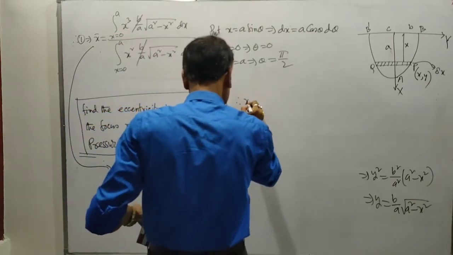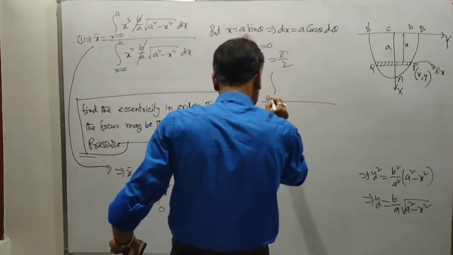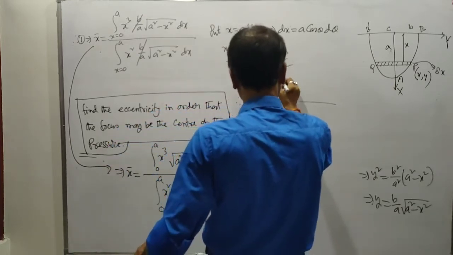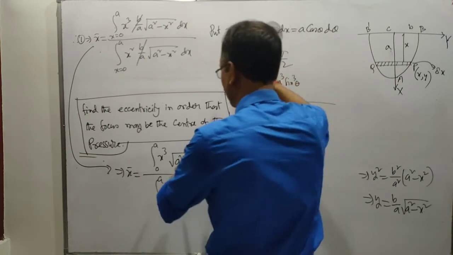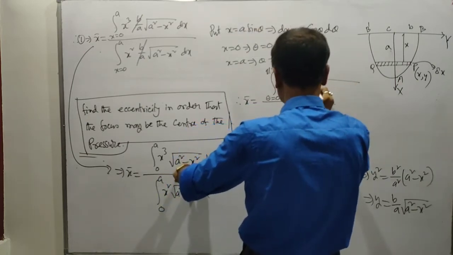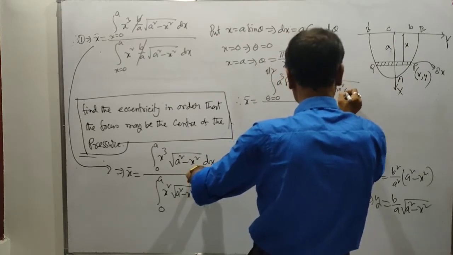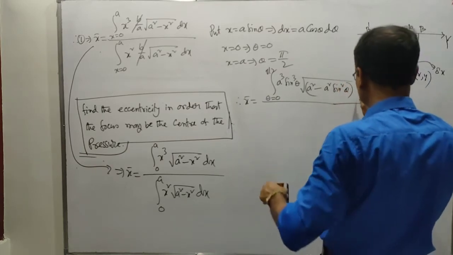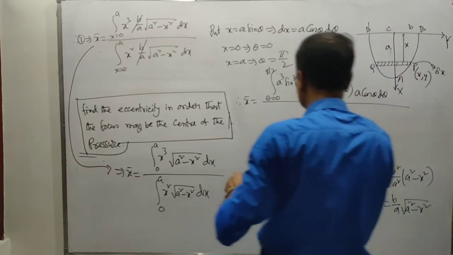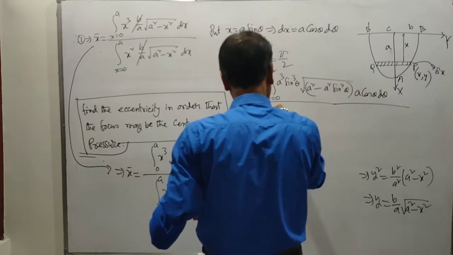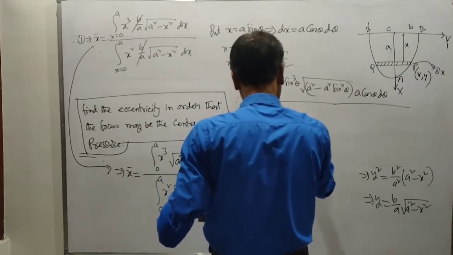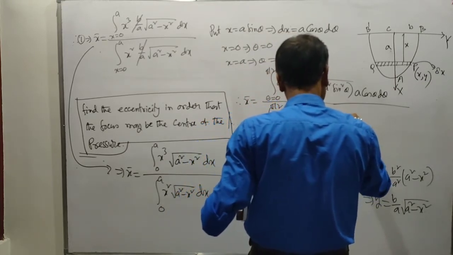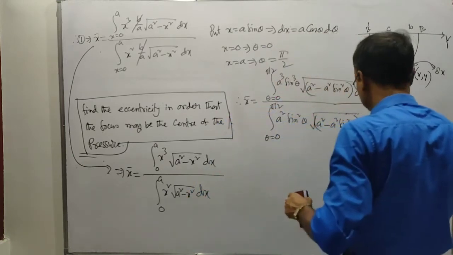Therefore, x bar equals the integration from theta equal to 0 to pi by 2 of a cube sin cube theta into root over a square minus a square sin square theta, with dx meaning a cos theta d theta, divided by the integration from theta equal to 0 to pi by 2 of a square sin square theta root over a square minus a square sin square theta into a cos theta d theta.